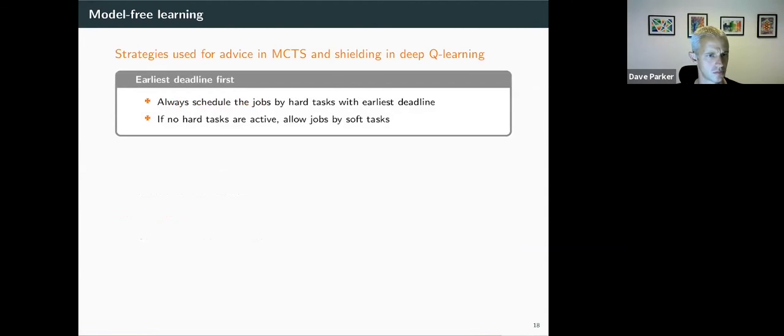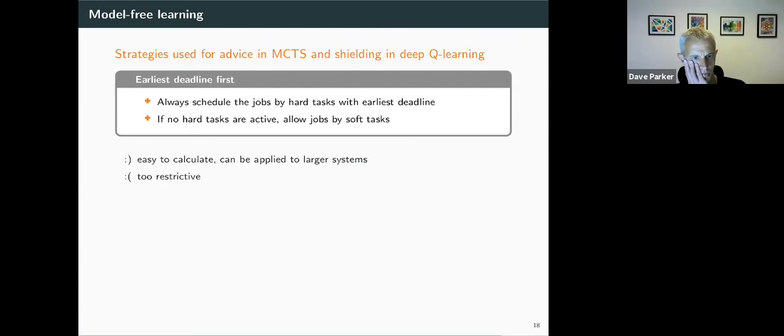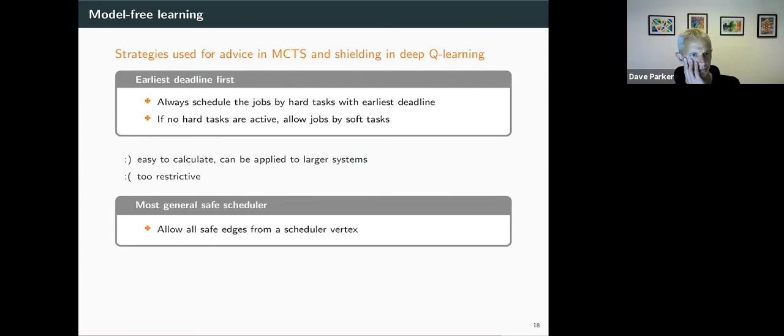We use two kinds of scheduler strategies as the advice in MCTS and for shielding in Q learning. In the earliest deadline first, or EDF, strategy, it always schedules the jobs by the hard task with the earliest deadline. If there is no job by any hard task, then only does it allow all jobs by soft tasks. This is easy to compute and can be applied to larger systems, but it is too restrictive.